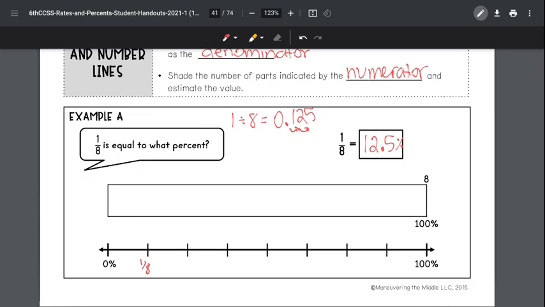If we were to use a tape diagram, we would cut this rectangle into 8 different pieces and color in one of them. And then do the same thing. 1 divided by 8 equals 0.125. Multiply that by 100, or move your decimal 2 spots to the right, and we get 12.5%.